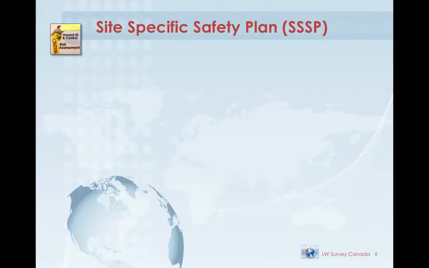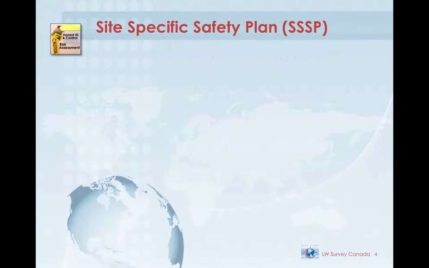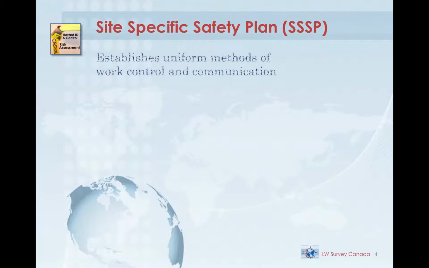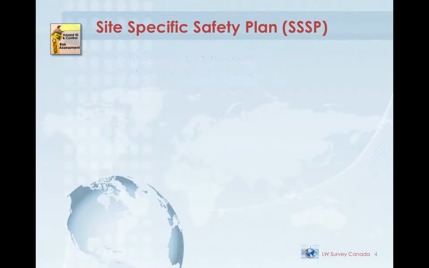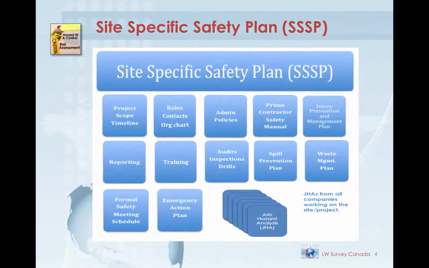A site-specific safety plan is a preliminary communication and planning tool that provides a big picture look at health, safety, and environmental considerations for an upcoming project. It's prepared in advance of the work to establish uniform methods of work control and communication. Although most crew members will not be involved in creating the site-specific safety plan, it's important to review the plan with your team and understand the expectations for the work scope.